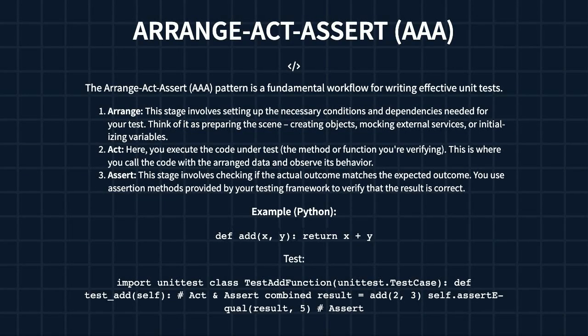Okay, let's talk about a really helpful workflow for writing unit tests. It's called arrange, act, assert. Think of it as your testing process. First, you arrange things. That means setting up everything your test needs to work correctly, creating objects, maybe mocking out some external services, or making sure all the variables are in the right place. Then, you act by actually running the code you're trying to test. Finally, you assert, which is where you check if the result of the action matches what you expected using your testing framework's assertions to verify everything is correct.